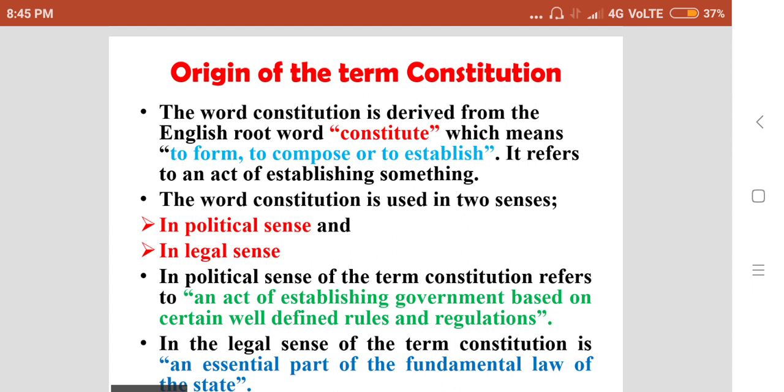So here the word constitution is used in two senses, in a political sense and in legal sense. In political sense of the term constitution refers to an act of establishing government based on certain well defined rules and regulations.